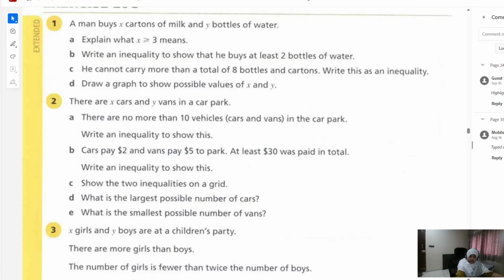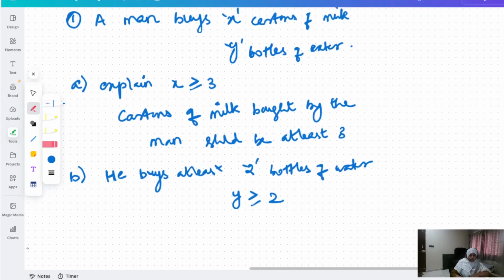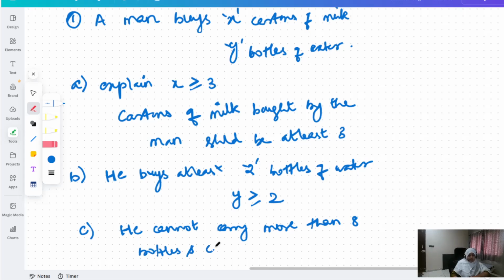That is the meaning. Okay, then what they have asked: he cannot carry more than 8, a total of 8 bottles and cartons. Write this as an inequality. So he cannot carry more than 8, either bottles or cartons of milk. So how can we write? We'll just write he cannot carry more than 8. It can be either bottles or cartons, but he cannot carry more than 8.